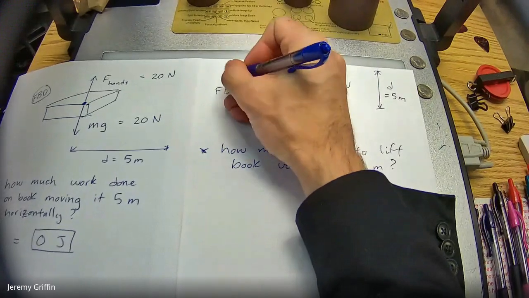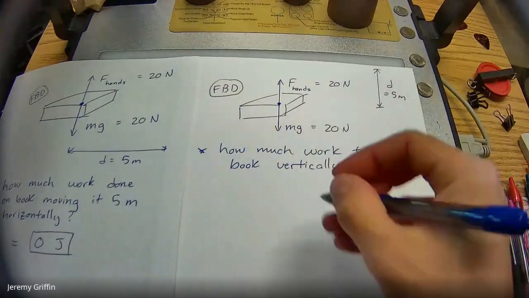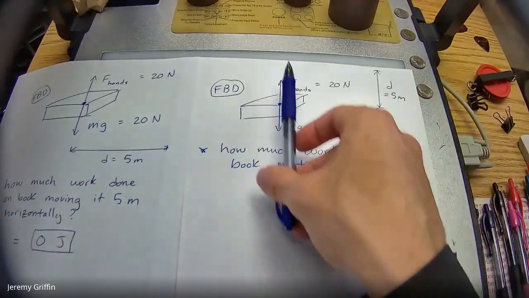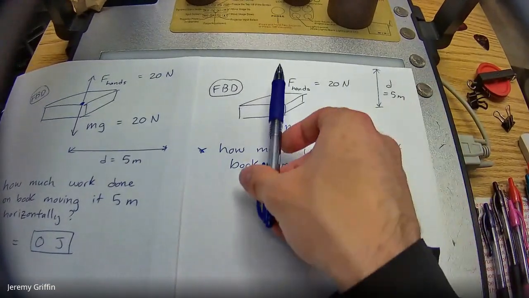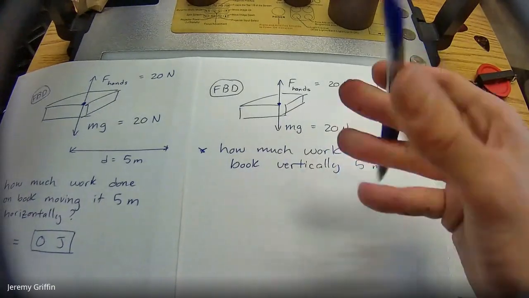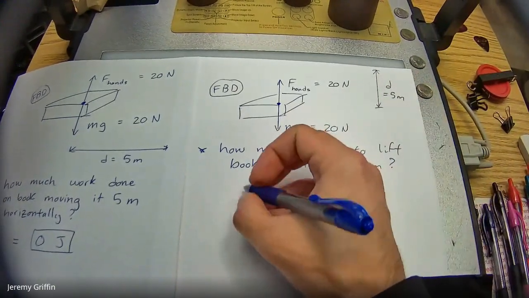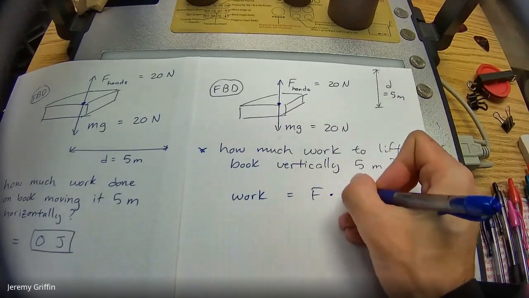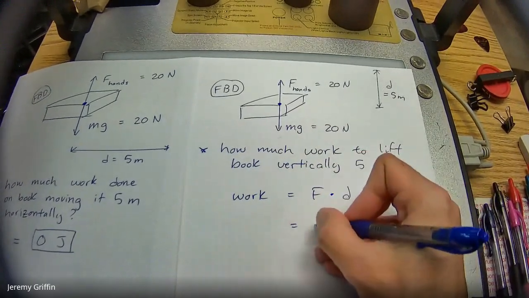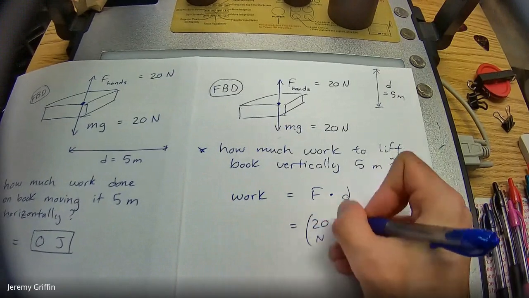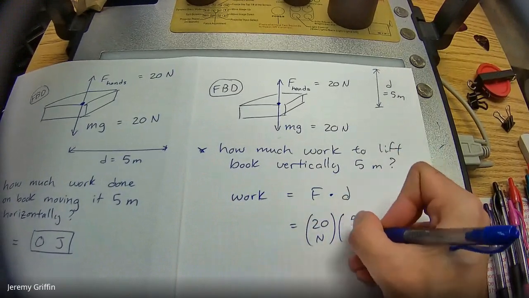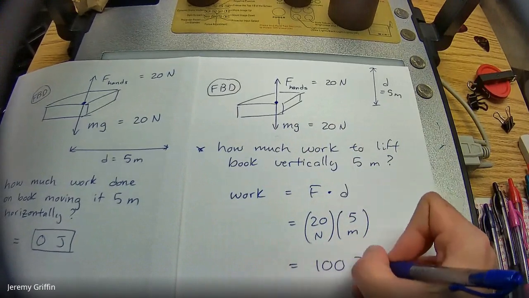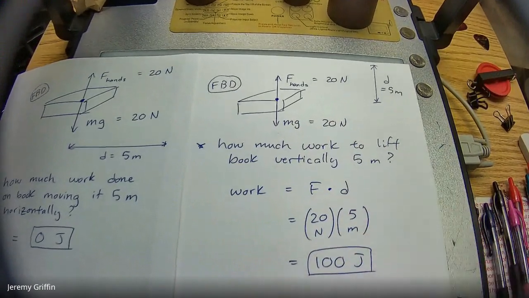FBD, free body diagram. How much work? Well, this time, force and displacement are exactly parallel to each other, aren't they? They're in the same direction. They're both up. You're pushing up, and the book is moving up as a result. So the answer is work equals force dot distance, which is a 20 Newton force for 5 meters vertically. That is 100 joules of work. It takes 100 joules to lift it.